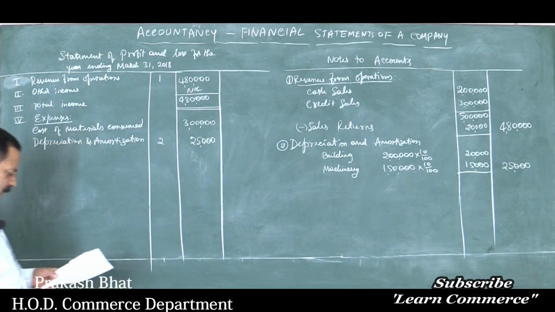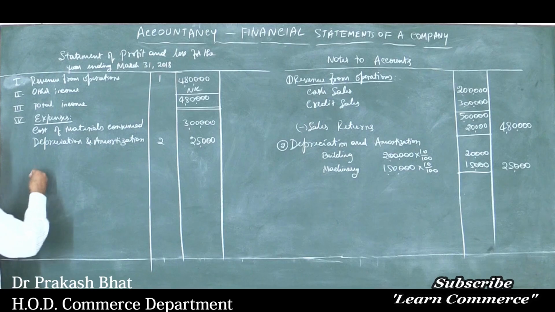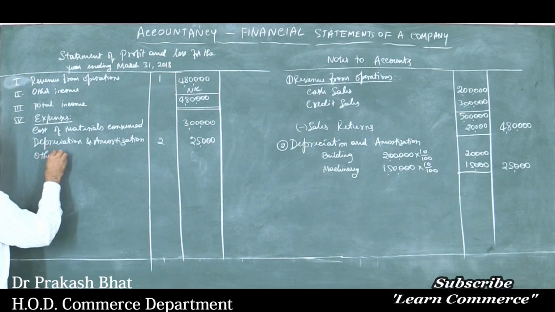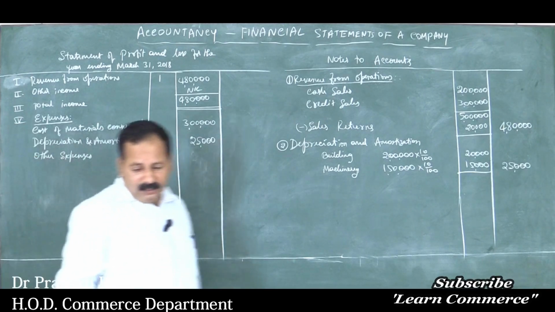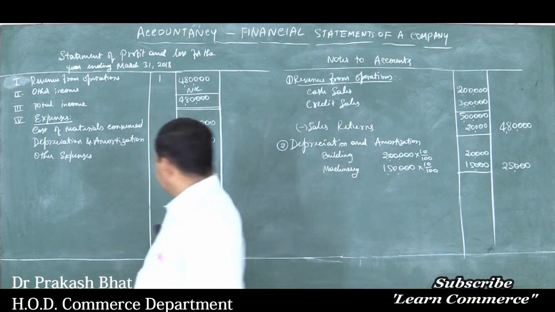Then what? Other expenses, that is bad debt is given, right? Other expenses, how much is it? I think 5,000, is that correct? Yes, it is 5,000.